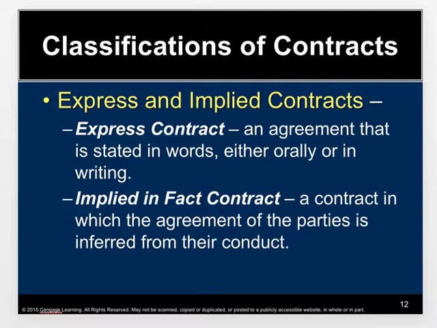Then we have implied in fact contracts, and that's a contract in which the agreement of the parties is inferred from their conduct. So for example, let's say you're a painter and you come and offer your services to me at my house. You say, I'll paint your house for $1,000. And I say, okay, do it. And so you start painting the house. Well, we don't have anything in writing. We do have words that have been exchanged. So I guess we could say we have an oral contract.